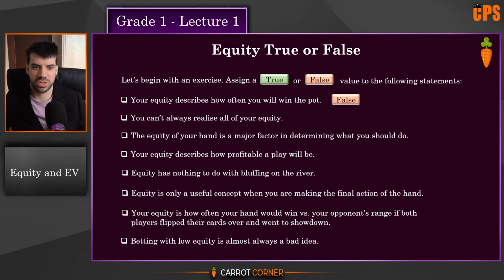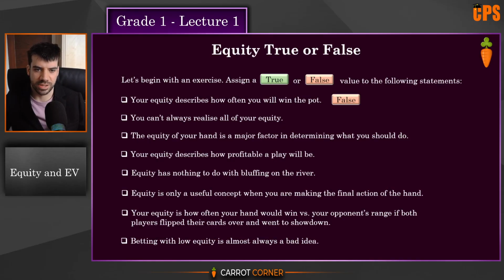This first one is false. "Your equity describes how often you will win the pot" is not a very good statement about equity. The problem with this is that hands of poker go down in very many different ways. Sometimes somebody folds, sometimes you win lots more money than is currently in the pot, so it's not really very relevant whether you're winning the pot or not. What might be more important is how much you're winning. But equity doesn't even describe how often you will win the pot because it only shows you how often you win if the hand were to go to showdown.